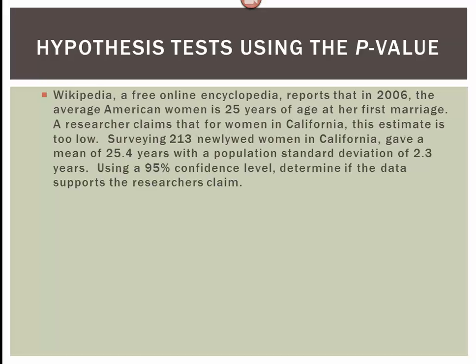So Wikipedia, a free online encyclopedia, reports in 2006 the average American woman is 25 years of age at her first marriage. A researcher claims that for women in California, this estimate is too low. So surveying 213 newlywed women in California gave a mean of 25.4 years, with a population standard deviation of 2.3 years. Use the 95% confidence level to determine if the data supports the researcher's claim.